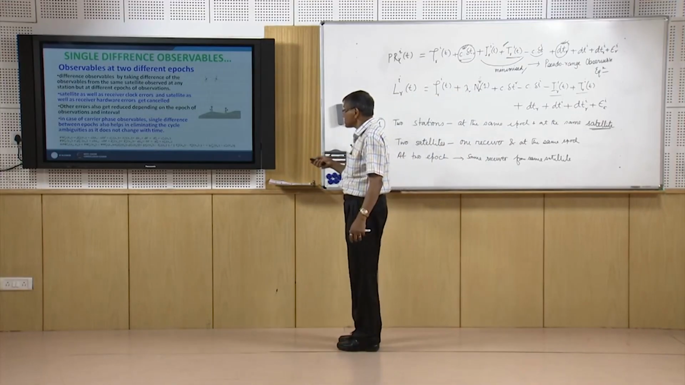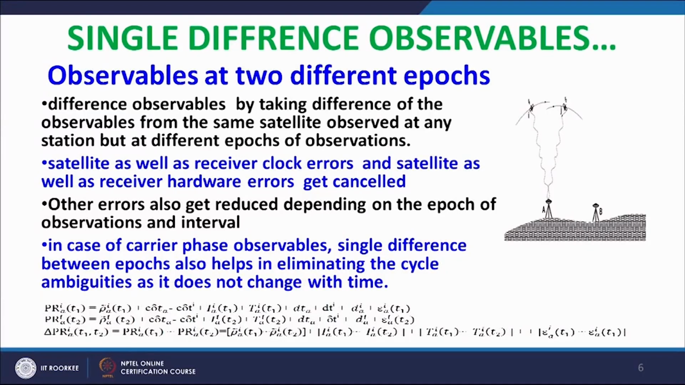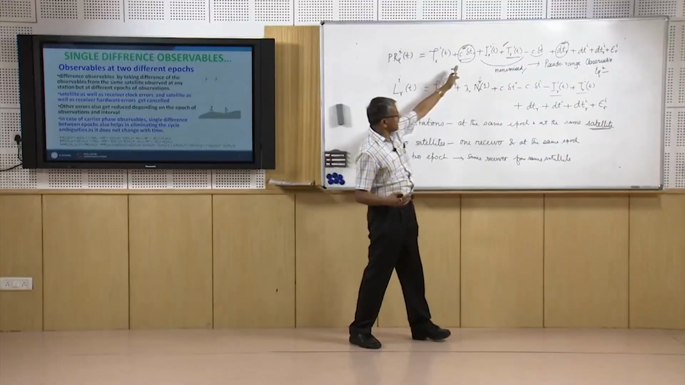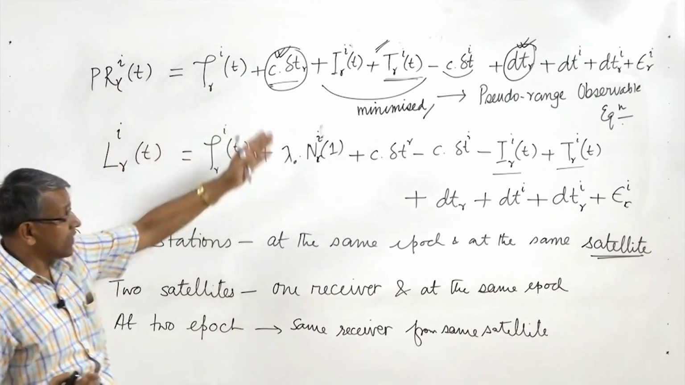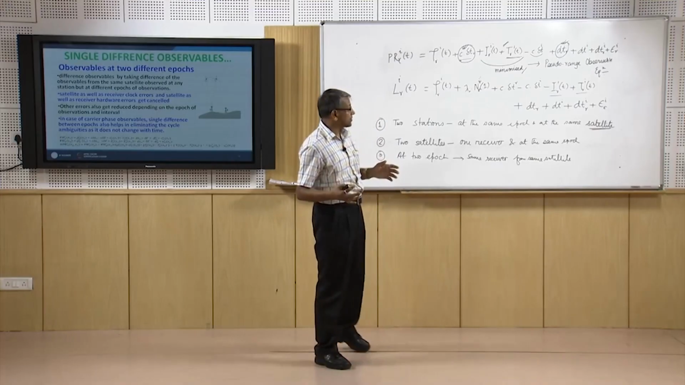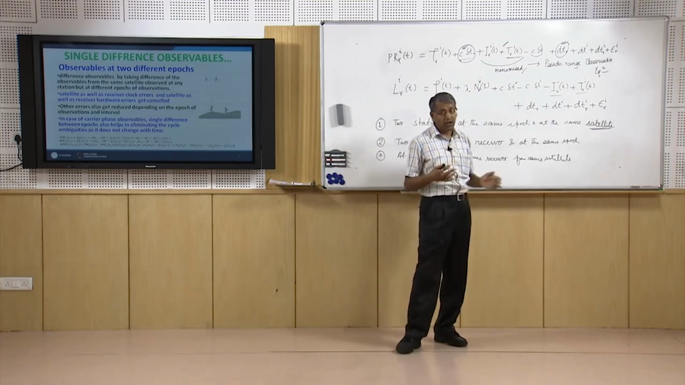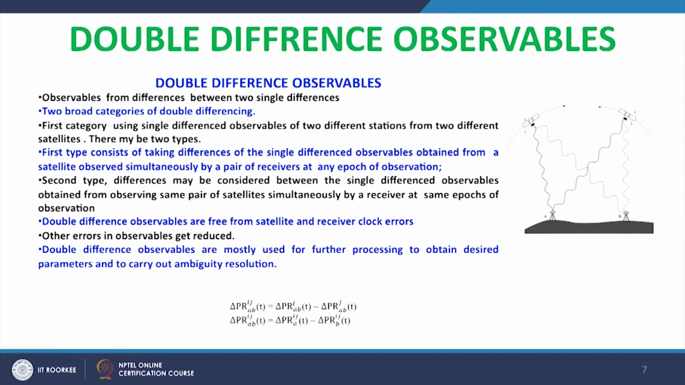Now with this we can say that using signal difference observables we can reduce or minimize many of the errors that are present in GPS observables, and by relative positioning we go for this single differencing. Now the next variety is the double difference. Actually in double difference, as you can see in this figure, we take the difference of single difference observables.